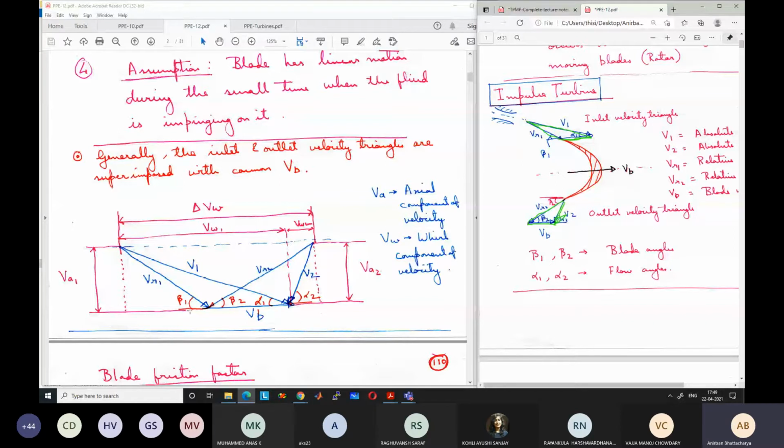Similarly, the outlet velocity triangle, again assuming common vb, we have vr2, so this line vr2 at an angle beta 2 as shown here, plus vb is equal to v2, which is at an angle alpha 2, as you can see here. So the same thing is drawn here. Only thing is that we have taken the vb to be common, because vb remains same. So we have superimposed both the velocity triangles with a common vb.